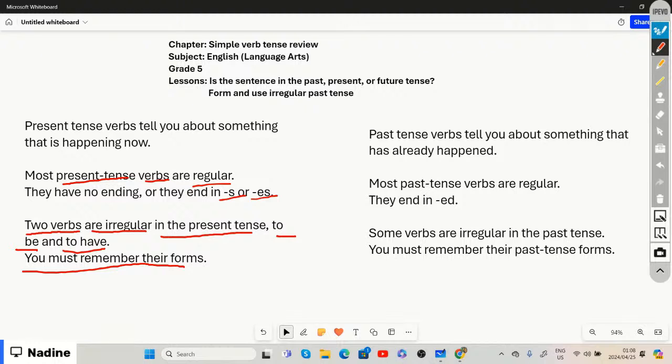Then we have our past tense verbs. The past tense verb tells us something that has already happened. It's in the past. So anything that even happened this afternoon, this morning, yesterday, it's in the past because it happened already.